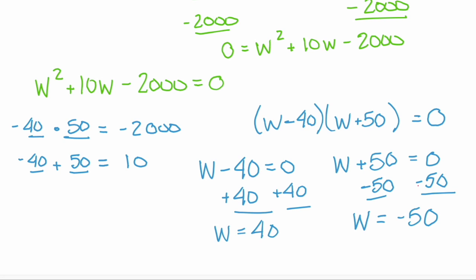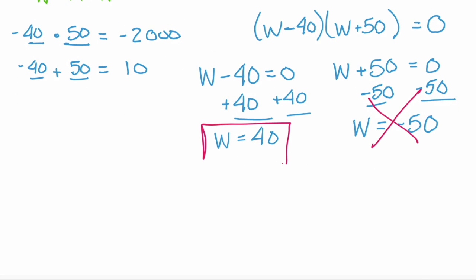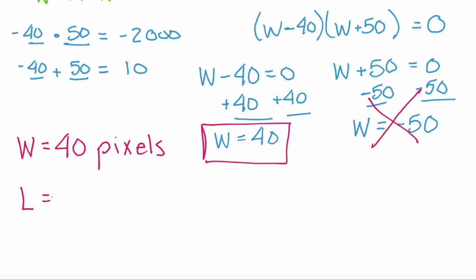That's not possible. So we need to throw that out because it doesn't make sense in the context of our problem. So we know that our width is 40. So if w equals 40 pixels, what's our length? Well, we know that the length was equal to the width plus 10. So that has to be 40 plus 10, or 50 pixels.